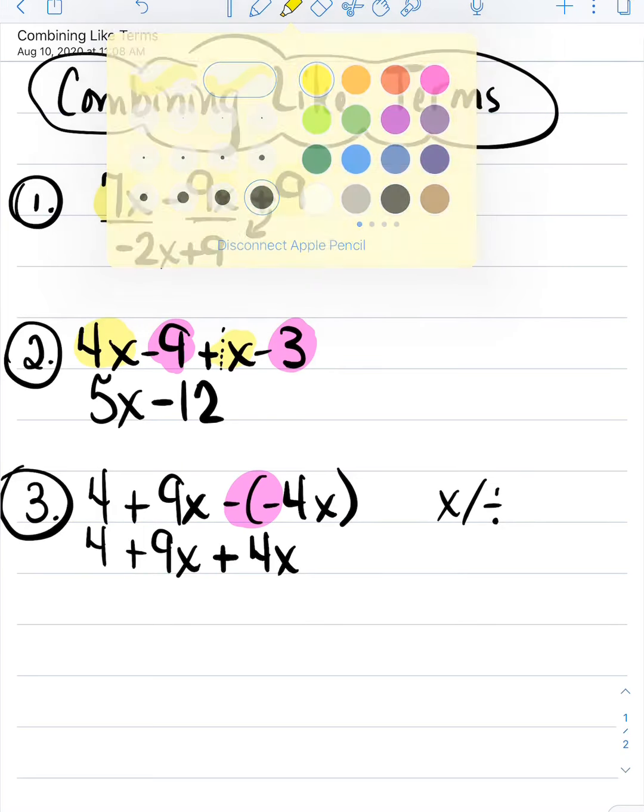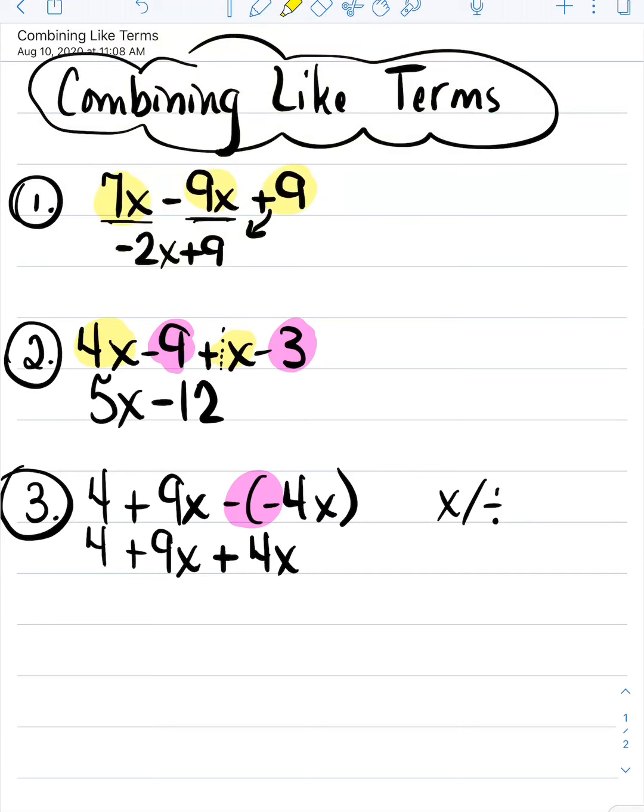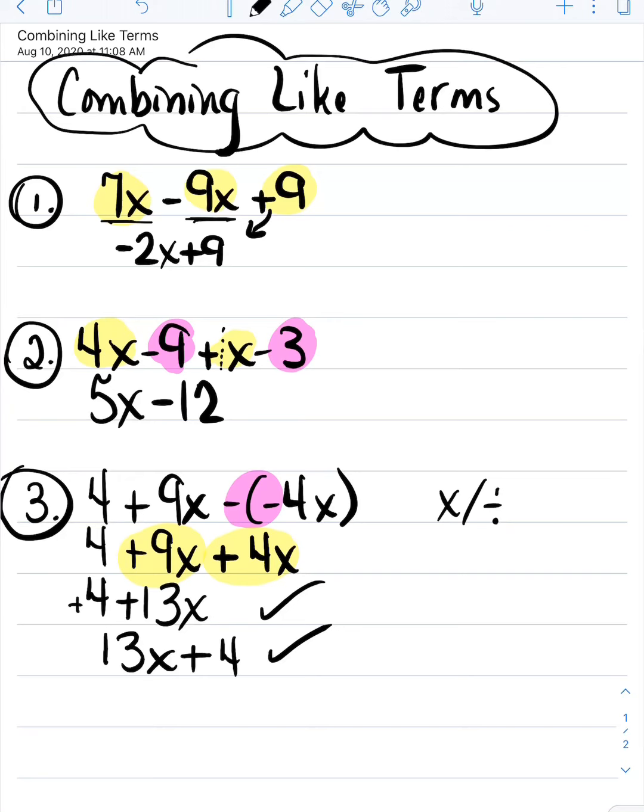Now I can continue what I've been doing with like terms. So I notice there's nothing like 4, so I'm just going to bring that down. But there are like terms here. 9x plus 4x, same signs, so I'm going to add those numbers to get 13, keep my same sign, and x is what made them alike. Now you can leave it like this, but typically in math we like to put the variables first. So I'm going to rewrite it as 13x plus 4 because this is a positive 4. Both of these are completely correct. The bottom one is just what is standard in math.